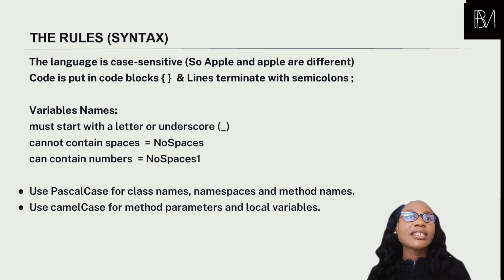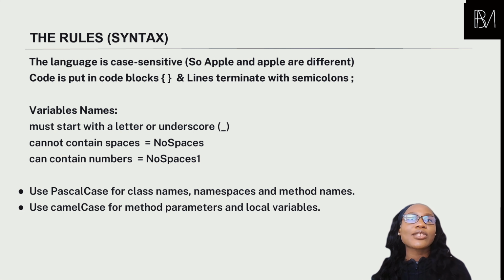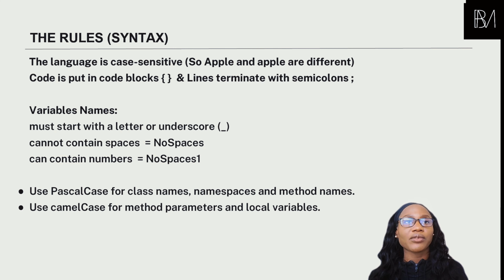So firstly, C# is a case-sensitive language. So when you use a capital letter and a small letter, it does mean two different things. Code is usually wrapped in code blocks that start and end with curly brackets, and lines terminate with semicolons. We're going to see examples of these towards the end of the video.